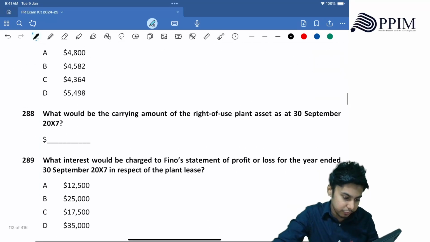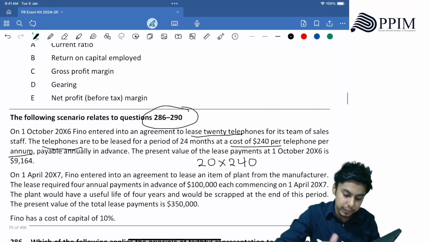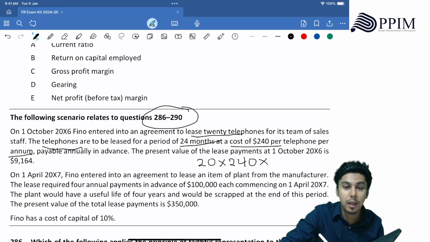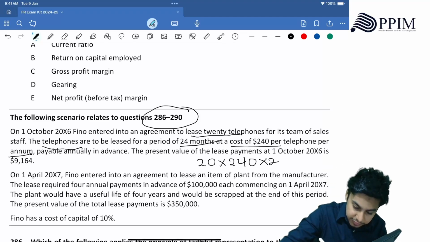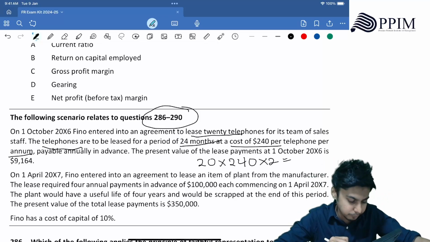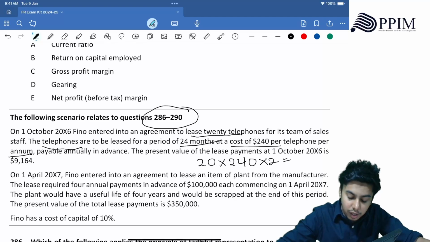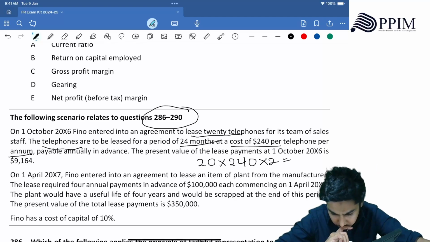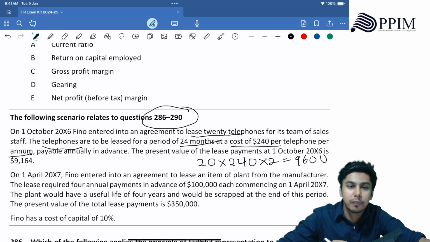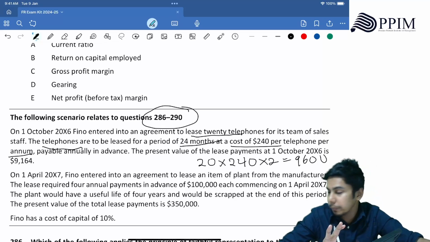You're buying this for how many months? Let's check quickly. That's per annum, no? So we are buying for 24 months. 24 months means how many years? 2 years. Check and see what's the total cost that we have to bear in that case. 9,600. This is the total payment we have to bear for the telephone.